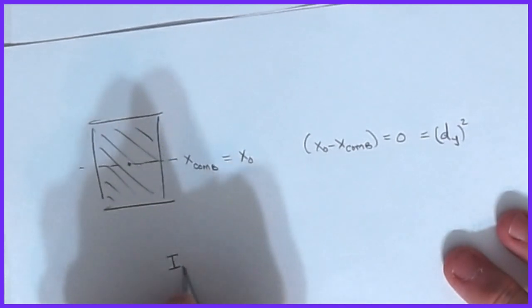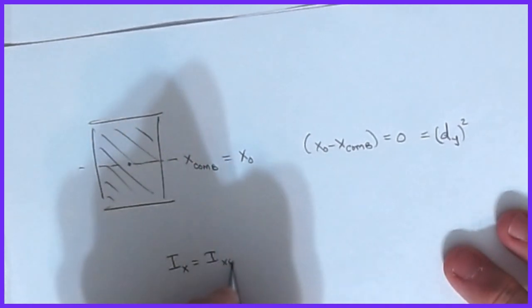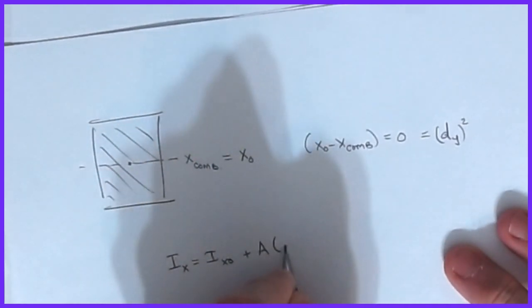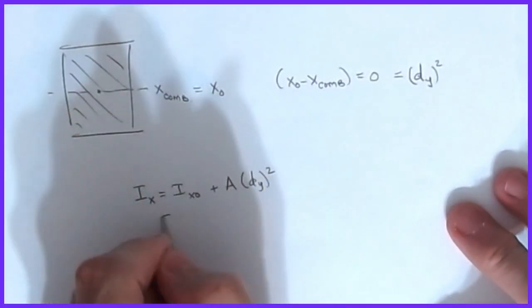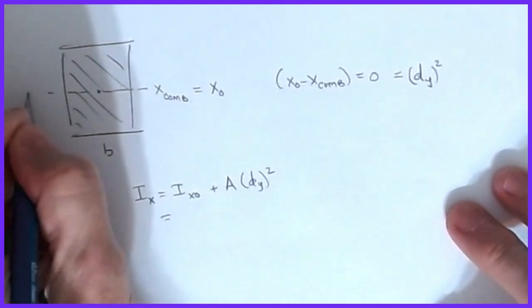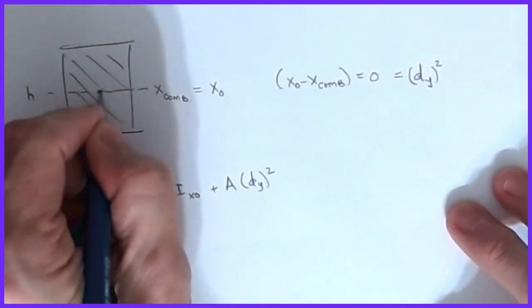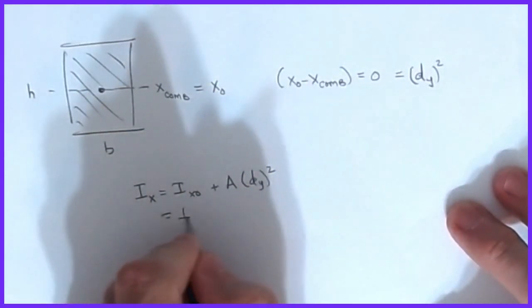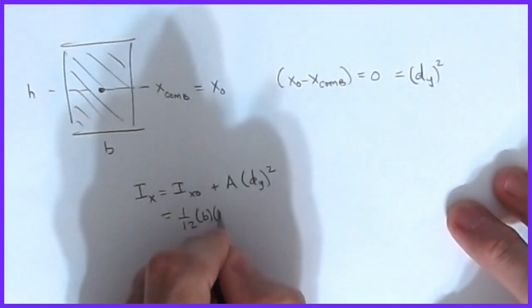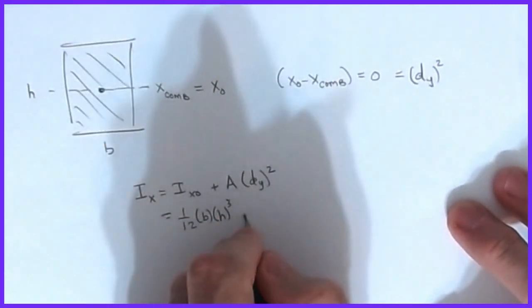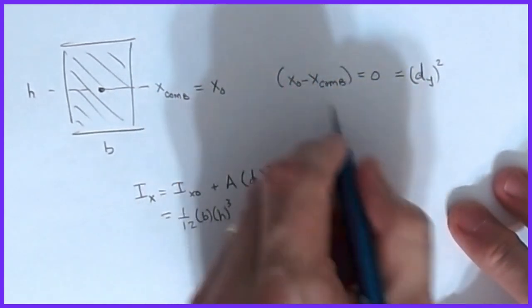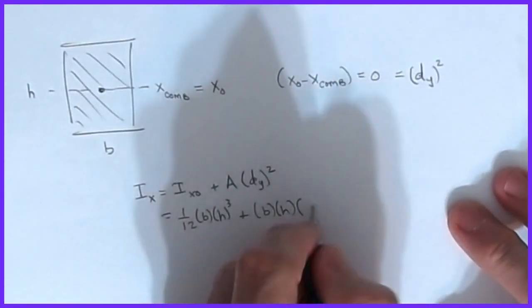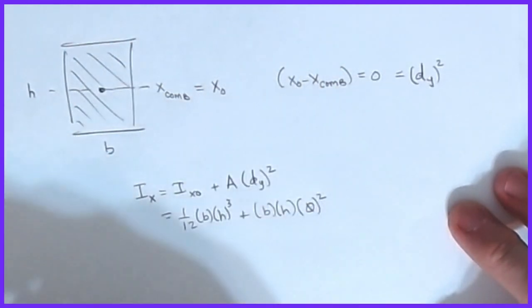So now if I write Ix as being Ix naught plus A and then dy quantity squared, I know that this first term, again, this is b wide, this is h tall, and relative to that centroidal point, this was 1/12 of b times h quantity cubed plus b times h times, well, we just found out that's the same axis. This guy becomes 0 squared, right?